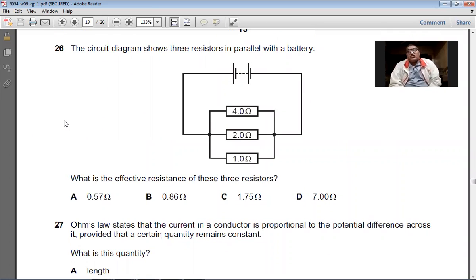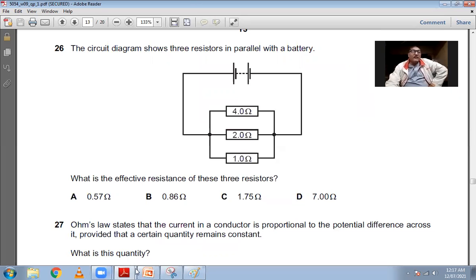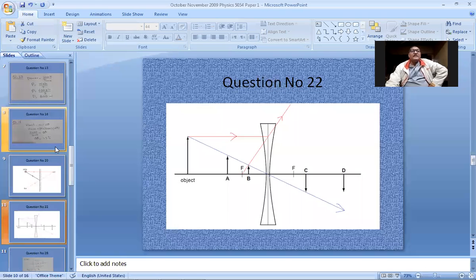The circuit diagram shows three resistors in parallel with the battery. What is the effective resistance of these three resistors? Because they all are connected in series. So in parallel to each other, sorry, I said series, they are connected in parallel to each other. So very easily I can find out the equivalent resistance. 1 by R equivalent is equal to 1 by R1 plus 1 by R2 plus 1 by R3. And then you can calculate the equivalent resistance. Very easy question.